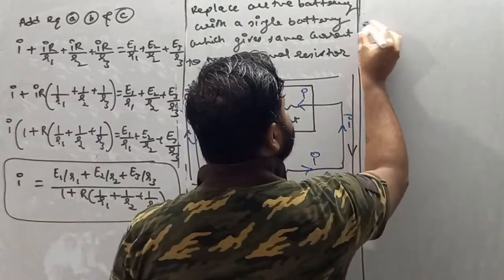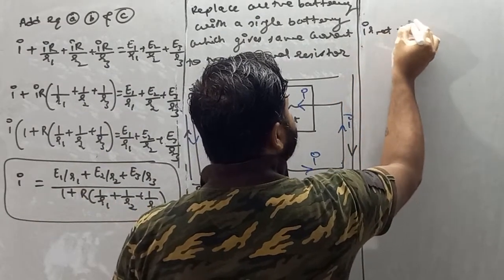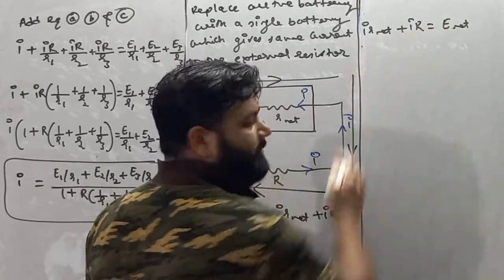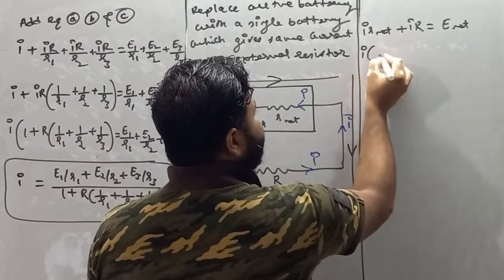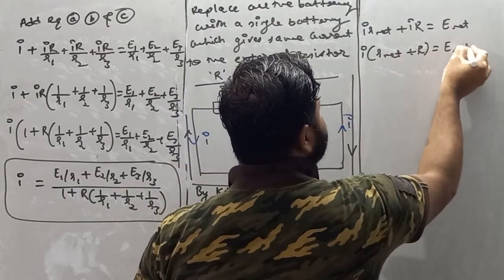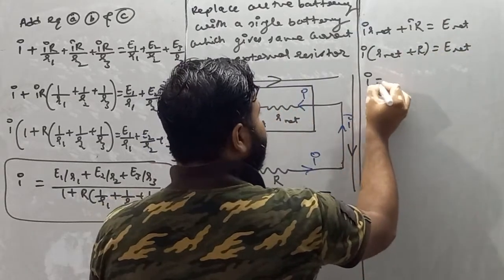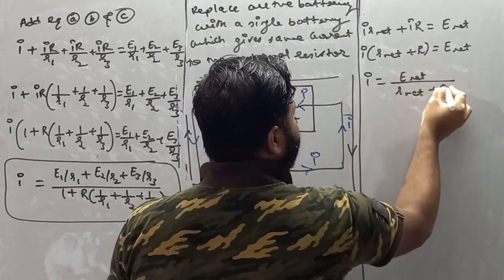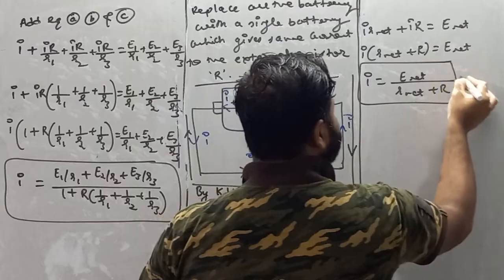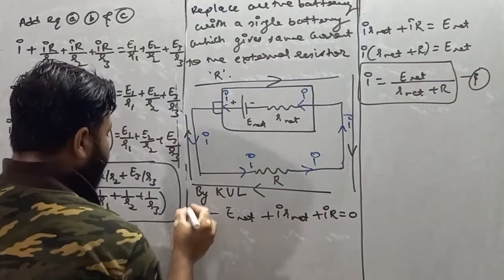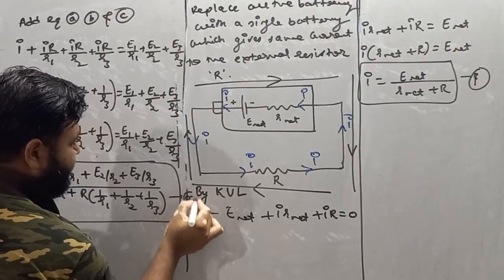So what we'll get is IR net plus IR is equal to, dear student, E net. Now taking I common, it is R net plus R is equal to E net. So we'll get I is equal to E net by R net plus R. Now see, my dear student, let's suppose this equation is beta, and let's suppose this equation is alpha.